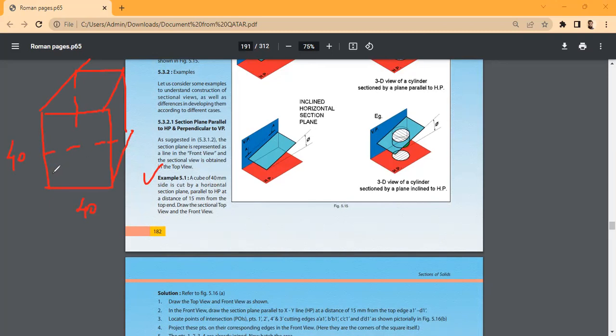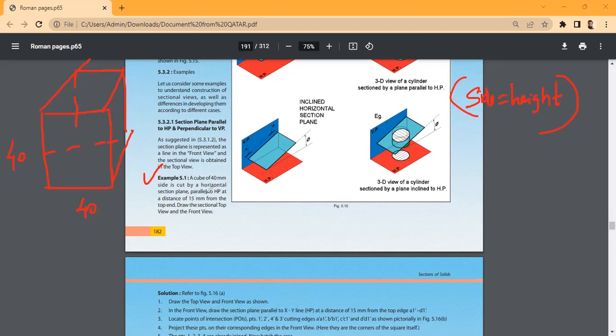What is the height of the cube? If the side is 40, what is the height? Height of the cube is 40. So side is equal to height.